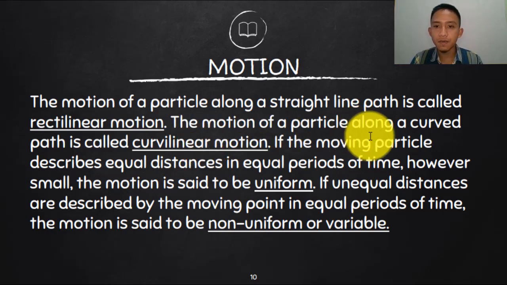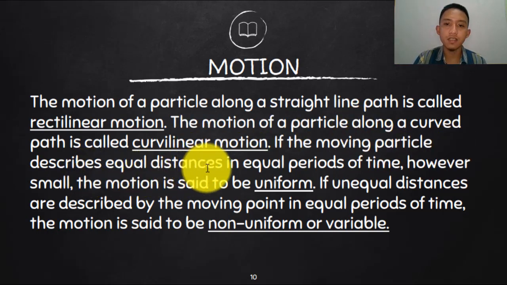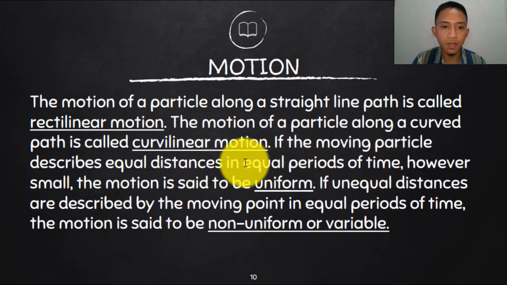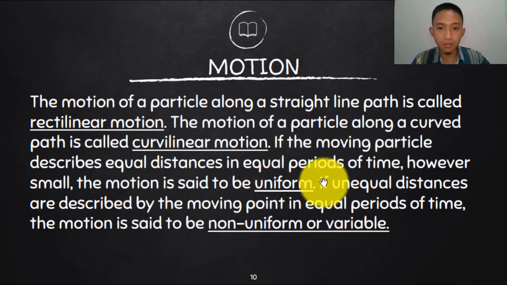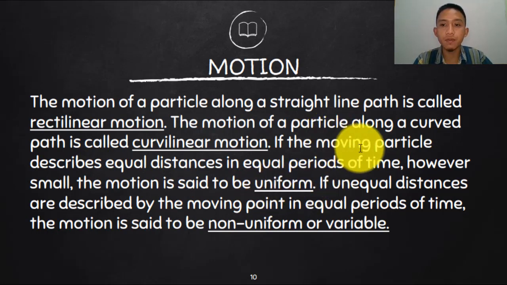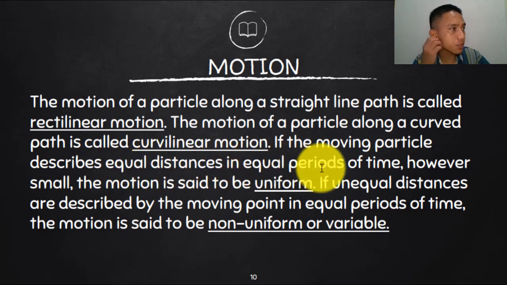If a moving particle describes equal distances in equal periods of time, however small, the motion is called uniform. So how are we going to understand this one? If a moving particle describes equal distance in equal period of time, let's say there is a movement. Okay, so let's say this is the particle. Let me just get my props.